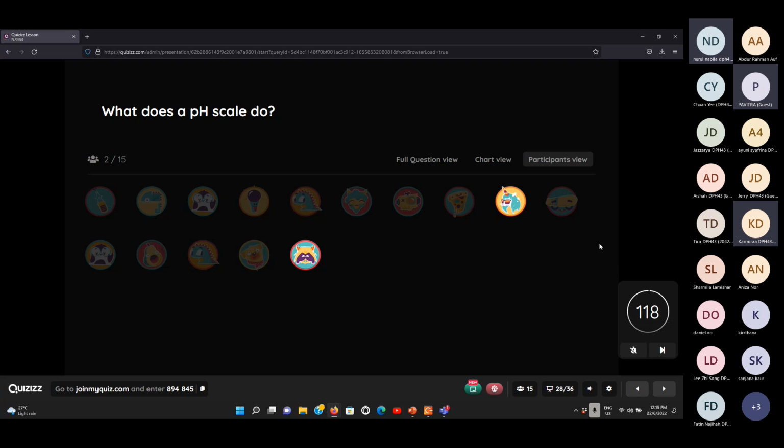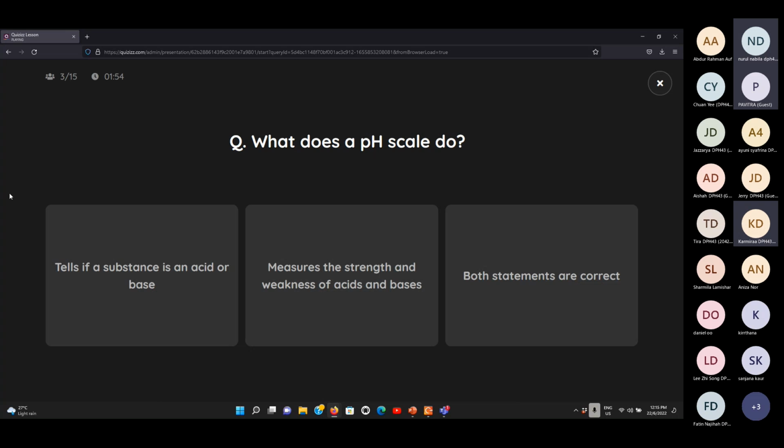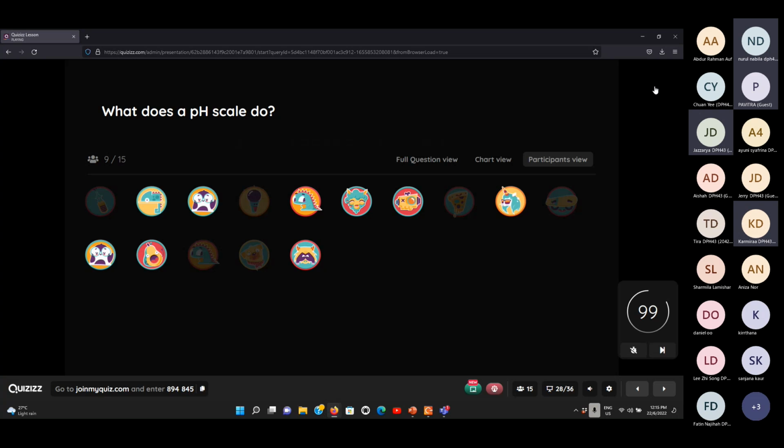What does the pH scale do? What does it do actually? It describes. What does it describe? Tells a substance if it's an acid or base, measures the strength or weakness of acids and bases. So remember, pilih jawapan, pilih statement yang paling tepat, the most accurate. Ten more seconds and then I'll stop. I'll end, bukan stop the class, stop the question.